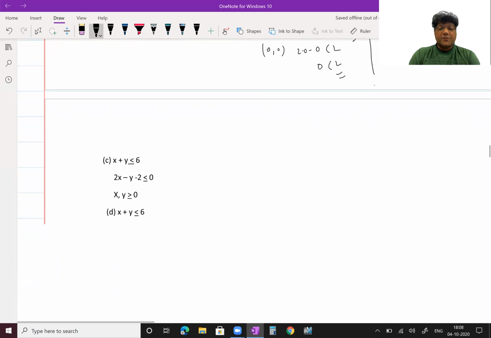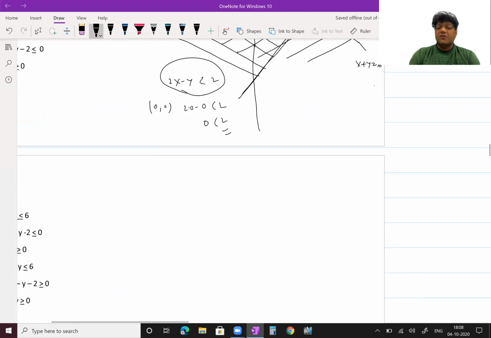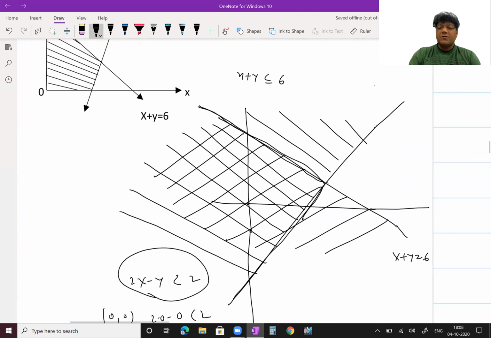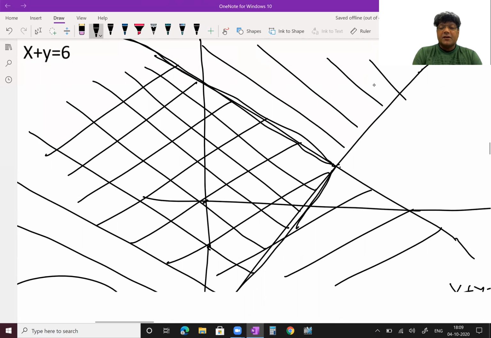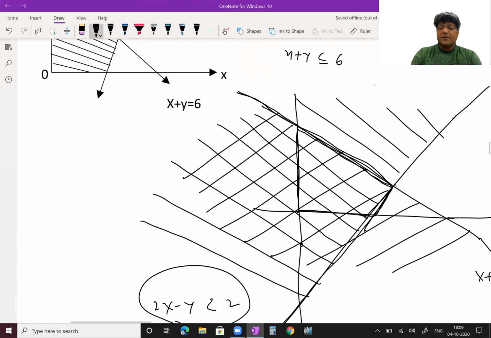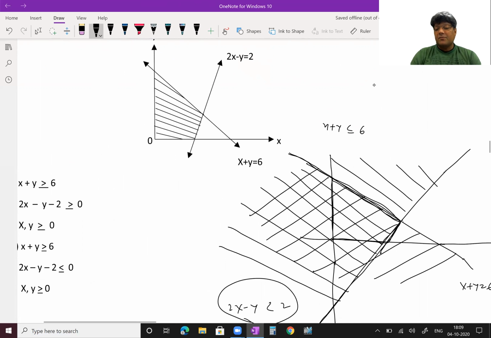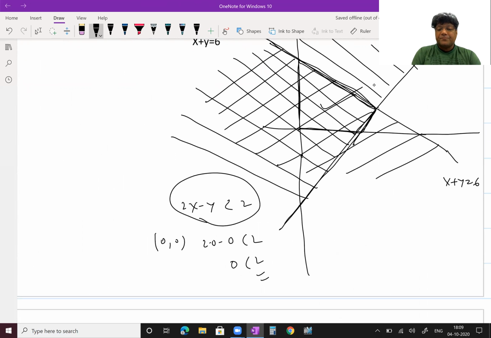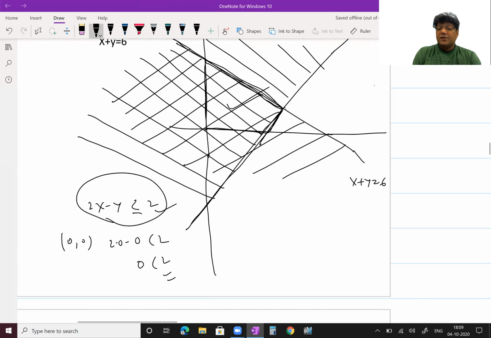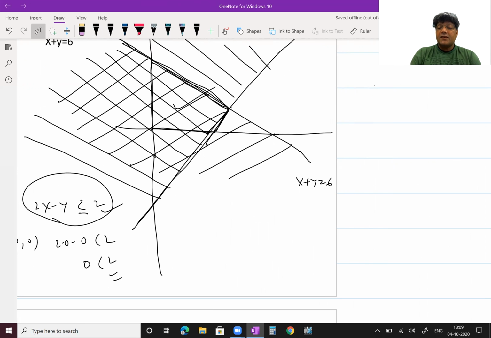With every option, xy greater than equal to 0 is also given. Guys, xy greater than equal to 0 means which quadrant? First quadrant. So the solution of the previous in the first quadrant means this thing. And see, the same is given in your diagram. So you are understanding this is the common solution of which equation? This one, x plus y less than equal to 6.